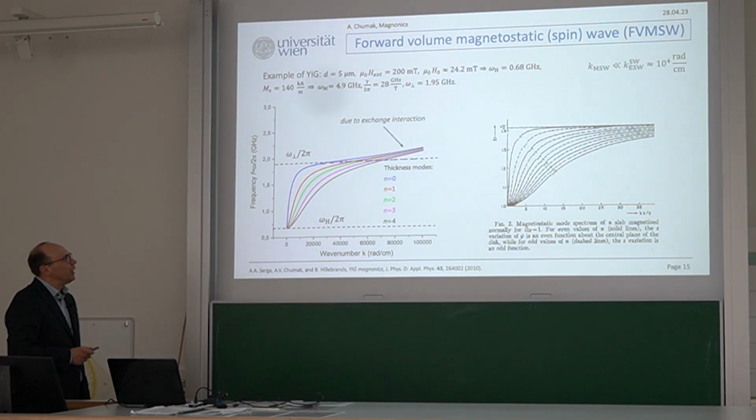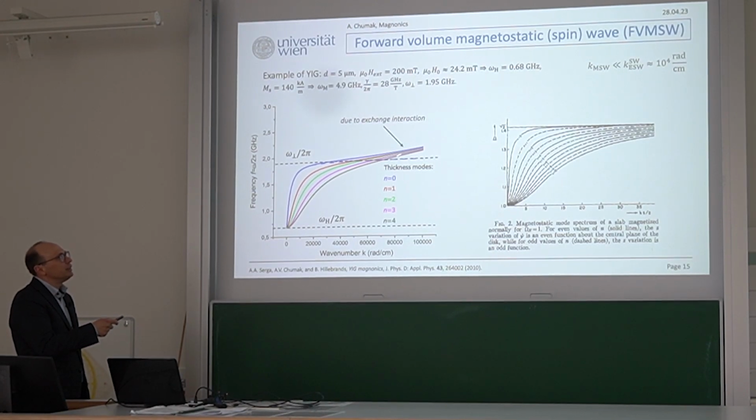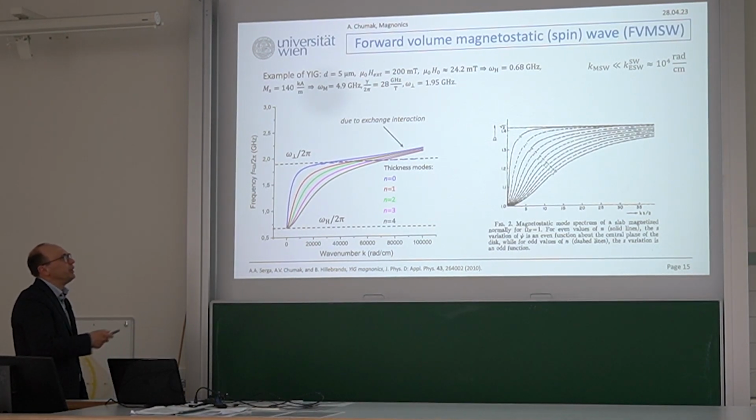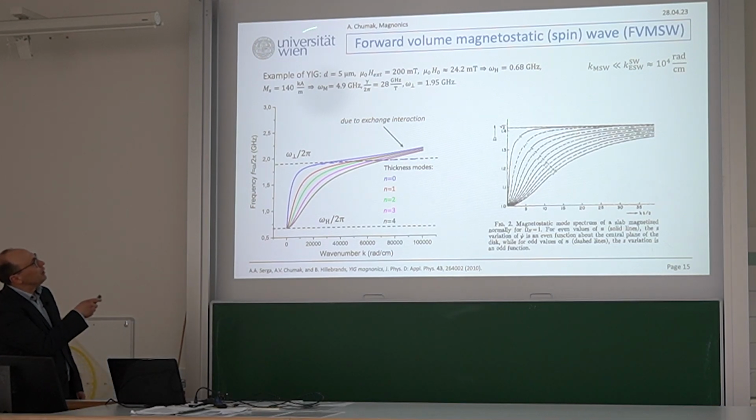So here I used the Kalinikos-Slavin model, therefore exchange is taken into account. That's why these dispersions you see move above omega perpendicular, because exchange brings them up, but for us this part is important. And that's how it's shown for the 0 mode, first, second, third, fourth mode. So that's what you can calculate easily on your own for these particular parameters of an yttrium iron garnet film.